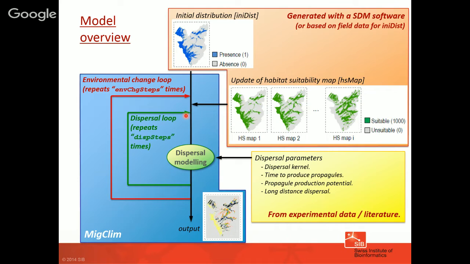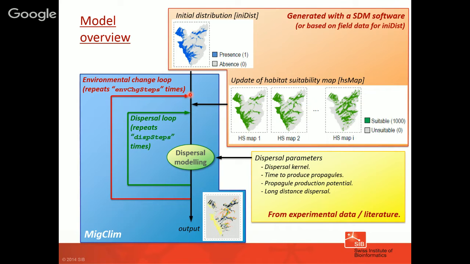the projection that you obtain by the climate models, there can be quite a lot of variability. So probably you prefer to do some averaging over several years. So for instance, if you average every 5 years, then you would run five dispersal loops and then one environmental change loop to update the suitability of the habitat. And then you would run again five dispersal loops that corresponds to 5 years before running the environmental change loop again.